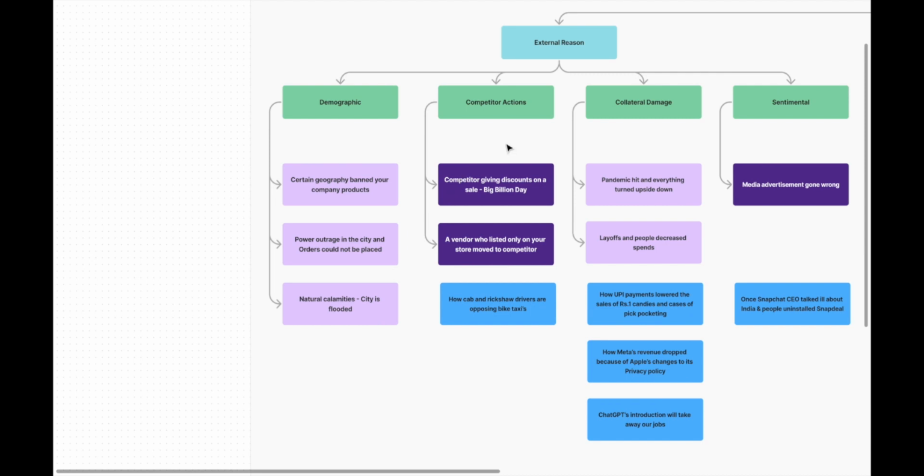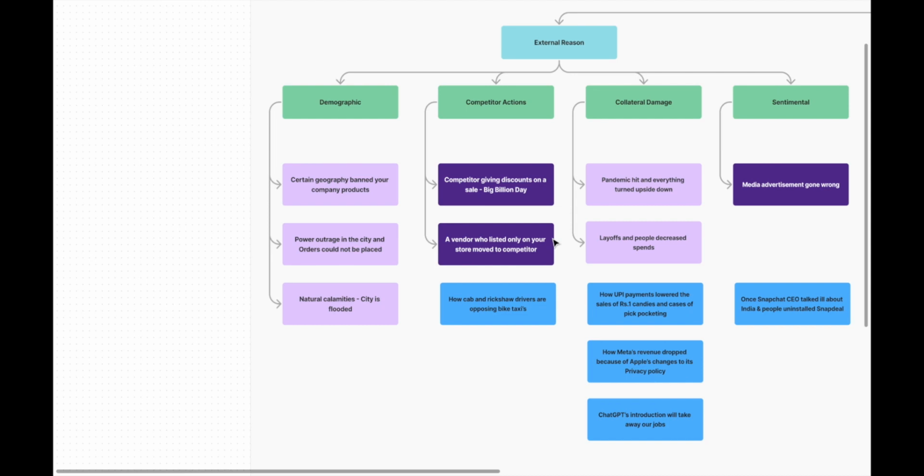Now coming down to competitor actions, a competitor like maybe Flipkart might give a discount on a day like Big Billion Day, and that could have been unanticipated for you, and all the customers moved out from Amazon to Flipkart. Or maybe there's one specific vendor, that is a seller, who was selling only on your platform and they moved out to another platform like Flipkart or any other competitor's platform. For example, Motorola sells only on Flipkart and not on Amazon. And if a company which sells only on Amazon moved to a rival, that could be a big loss for you because it might be a customer favorite item.